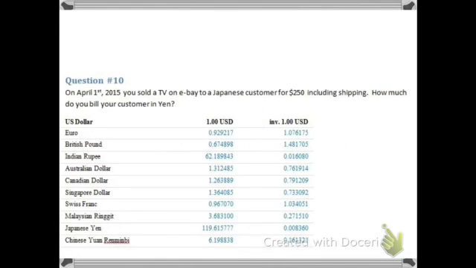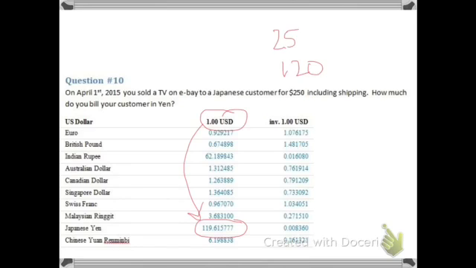This one was a lot of hard math. What I would suggest, if I was doing this, is to take this number and maybe just round it to 120, or round it to 119.62. Just to make this quick, I'm going to round it to 120 yen per dollar. 1 US dollar is 120 yen.